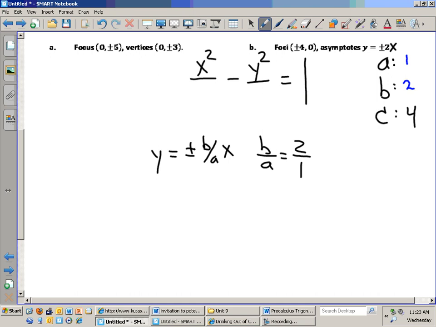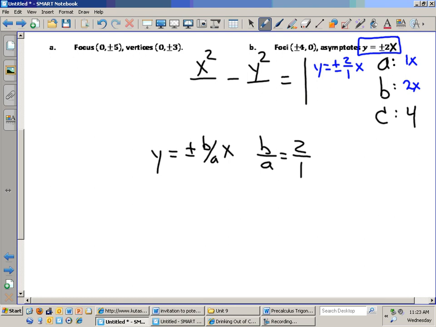As a matter of fact, this is a ratio. How do you know it's not 4 over 2? How do you know it's not 1 over 1 half? How do you know it's not 2 square root of 3 over the square root of 3? So instead of calling this 1 and 2, I will call it 1x and 2x. It says y is equal to plus or minus 2x, so y is equal to plus or minus 2 over 1 times x. And b over a, so b is 2, a is 1, or b is 2x, a is 1x.